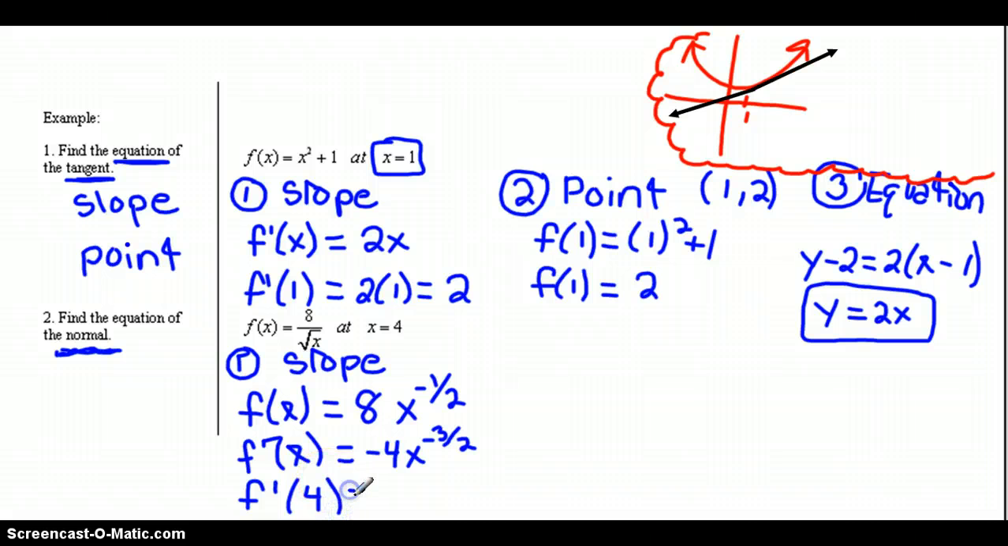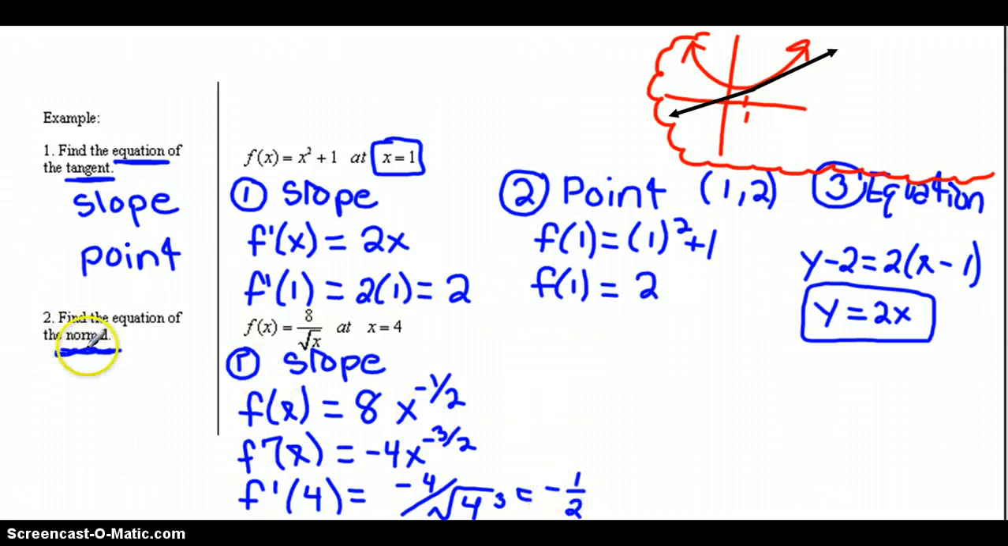I'm also going to rewrite this so that it makes a little bit more sense here. I'm going to rewrite it as a radical. So I have negative 4 divided by, and here's where I've got a square root to the 3rd power, and the negative means it's in the denominator. So I have a square root of x, which is really 4, to the 3rd power, in the denominator. Square root of 4 is 2. 2 cubed is 8. So now I have negative 4 over 8, which is really negative 1/2.